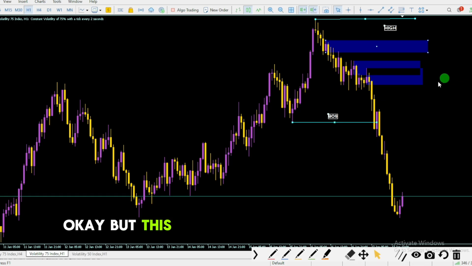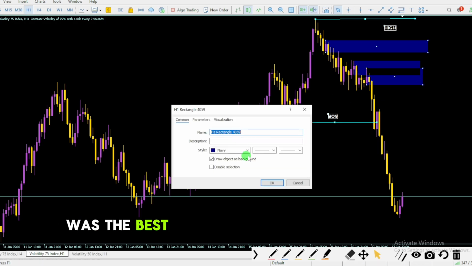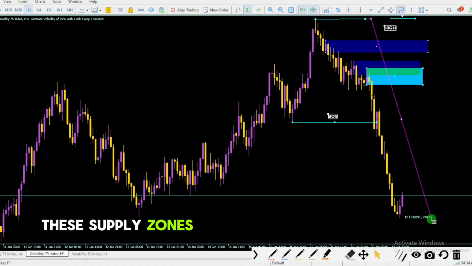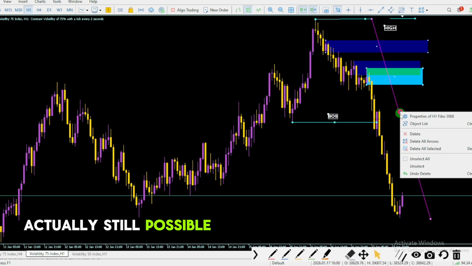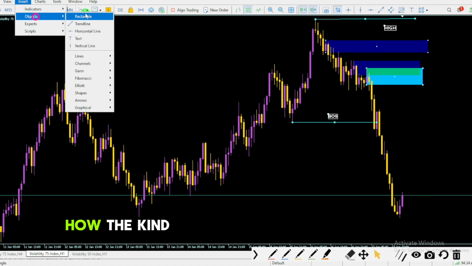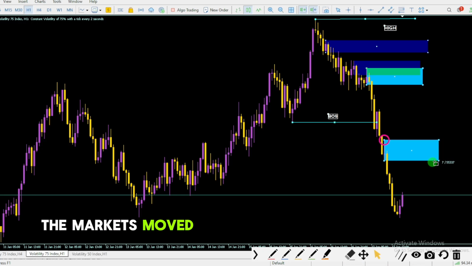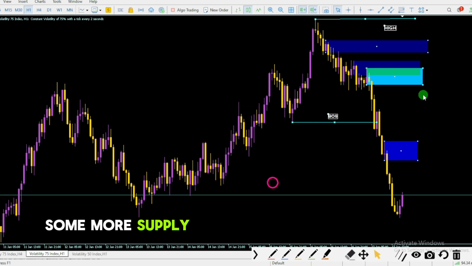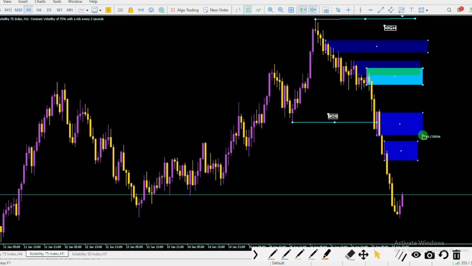Okay, but this one right here was the best, or rather is the best supply zone I can see in this market. So I would be expecting markets to retrace to any of these supply zones, but it is actually still possible that markets will not retrace deep. So in this case, because of the kind of momentum the market moved down with, I'll mark some more supply zones that happened after the break, and I will watch the 15 minutes time frame to see what the market does.